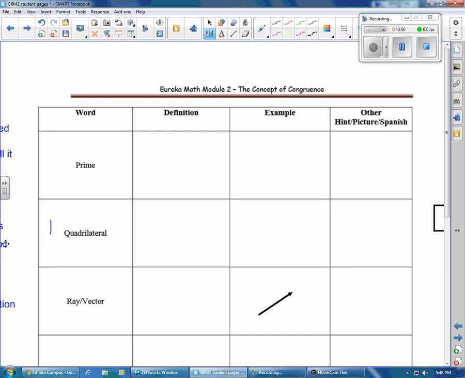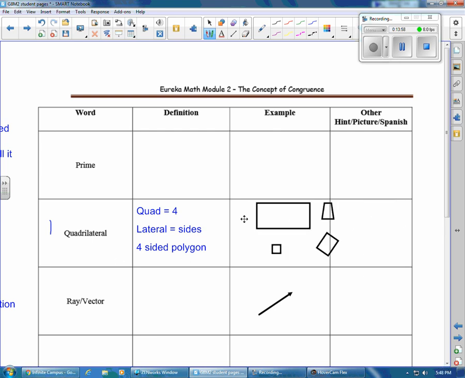Quadrilateral. Quad means 4, lateral means sides, so a quadrilateral is a 4-sided polygon. Now there are many to choose from. I gave you a rectangle, a square, a trapezoid, and a rhombus. You can choose to put them all, or you can choose to put one, or you could choose something completely different. That is up to you.